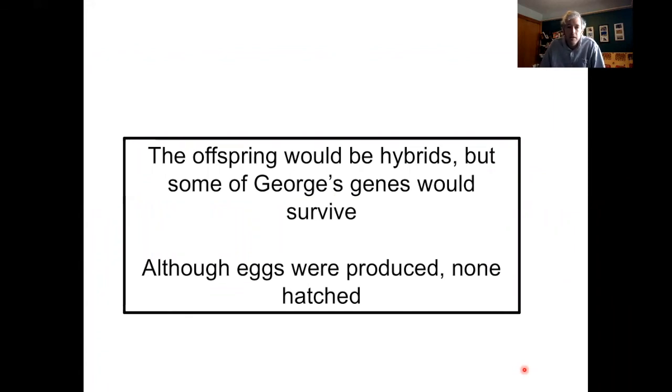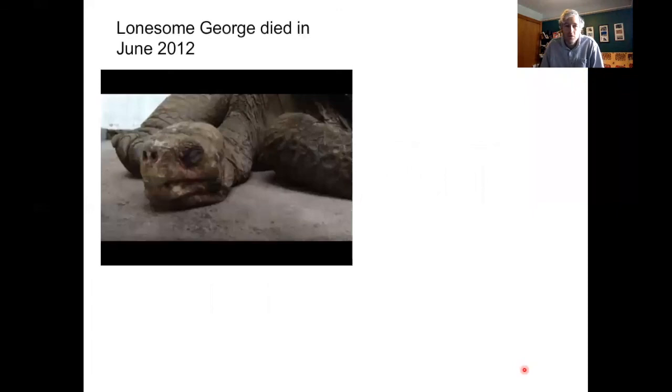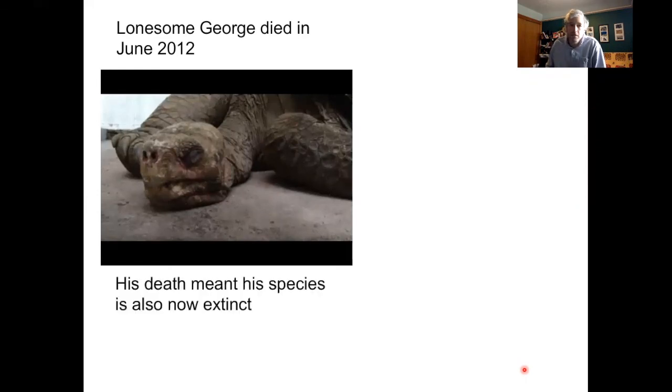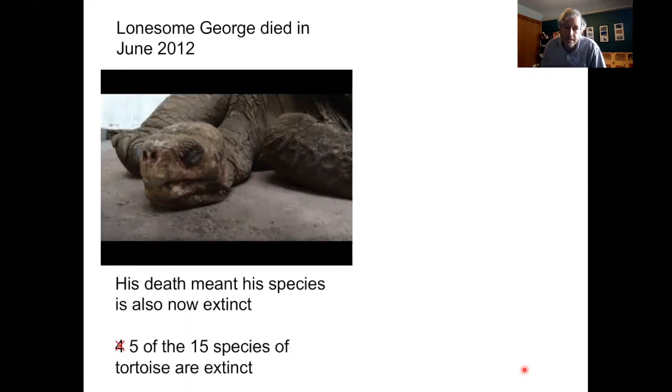Now, although this process led to eggs being produced, unfortunately, none of them hatched. And Lonesome George himself actually died in June of 2012. As he was the last member of his entire species, his death meant that his species is also now extinct. To this day, there is no such species alive as the Pinta Island giant tortoise. What this means is that it was 4, but it's now 5 of the 15 species of giant tortoise that have ever existed that are now extinct.